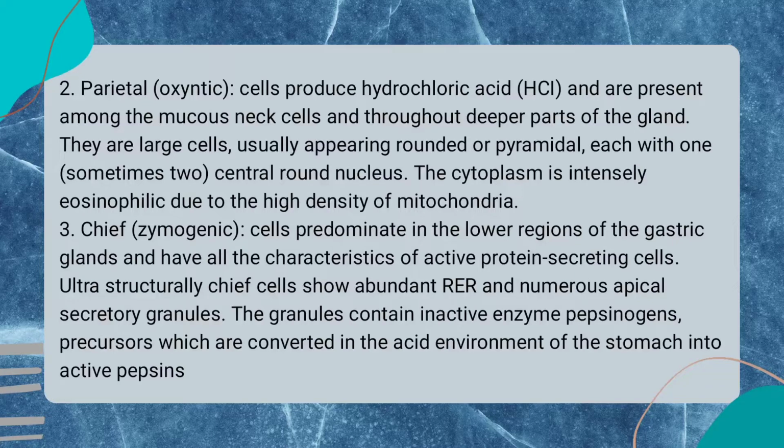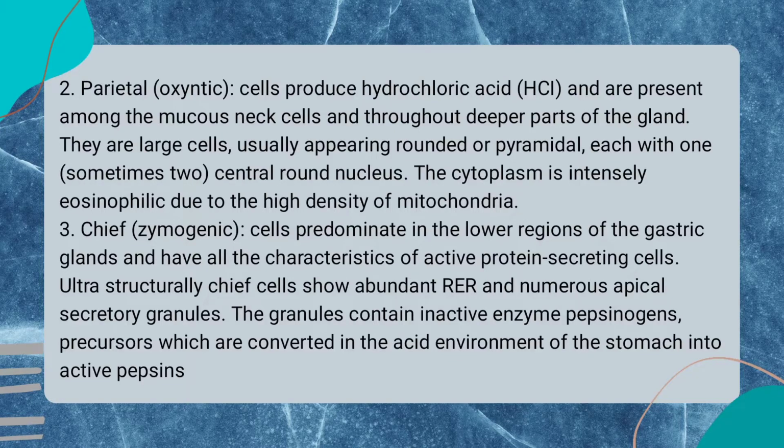A striking ultrastructural feature of an active parietal cell is a deep circular invagination of the apical plasma membrane to form an intracellular canaliculus with a large surface area produced by 1,000 of microvilli. Third, we have the chief or what we call the zymogenic cells. It predominates in the lower regions of the gastric glands and has all the characteristics of active protein secreting cells.